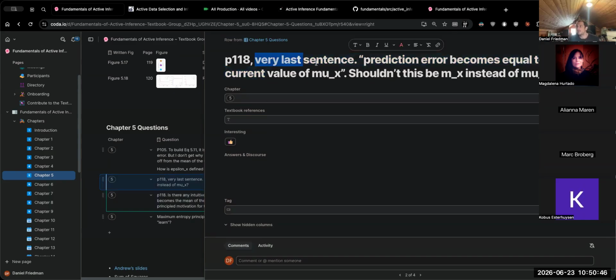Page 118, prediction error becomes equivalent to the current value of mu sub x. So at the top layer, the prediction error just becomes equal to the current value of mu sub x. Should that be m sub x instead of mu sub x?